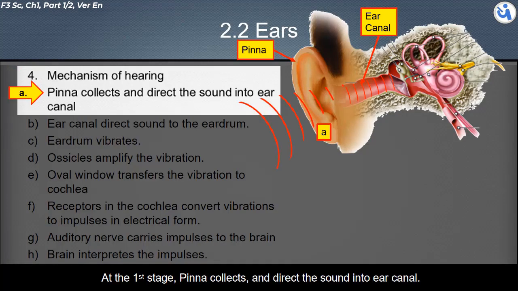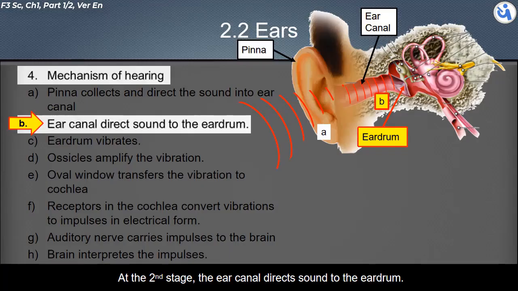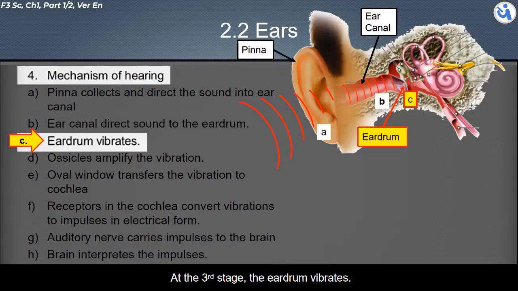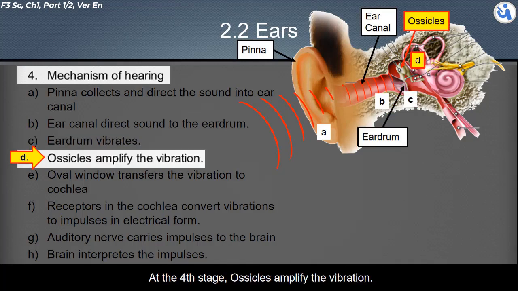At the first stage, the pinna collects and directs the sound into the ear canal. At the second stage, the ear canal directs sound to the eardrum. At the third stage, the eardrum vibrates. At the fourth stage, the ossicles amplify the vibration.